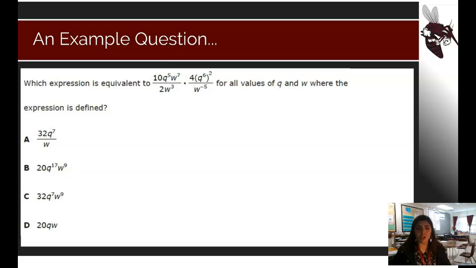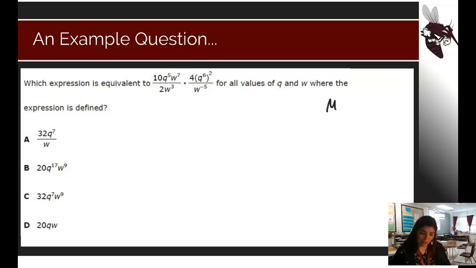A question from the STAAR that might encapsulate all of these rules together is something as atrocious as this. It says, which expression is equivalent to 10q to the 5th power w to the 7th divided by 2w to the 3rd power, times 4 times q to the 6th power raised to the 2nd power, all over w to the negative 5th power. That's a lot. We take it piece by piece.